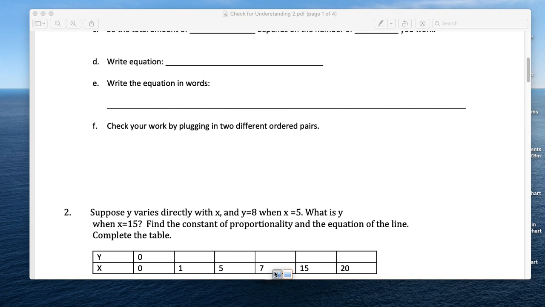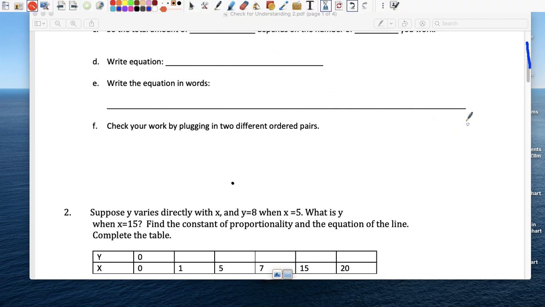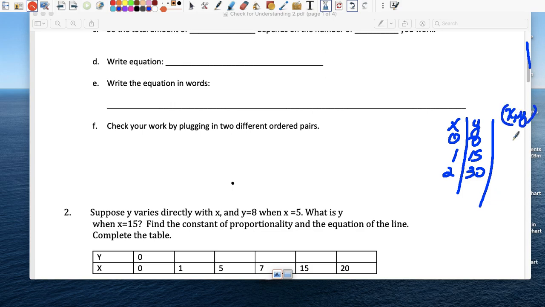So the ordered pairs that I have, and again, we had a table. We had 0, 0, 1, 15, 2 and 30. So 0, 0, my first point, 1 and 15, my second point, 2 and 30. You can pick any 2 points. I mean, you could have picked 10 and 150. It just didn't matter which points you had.